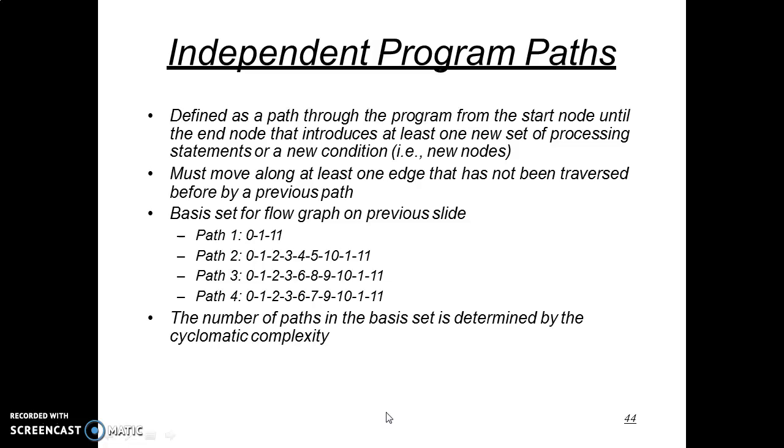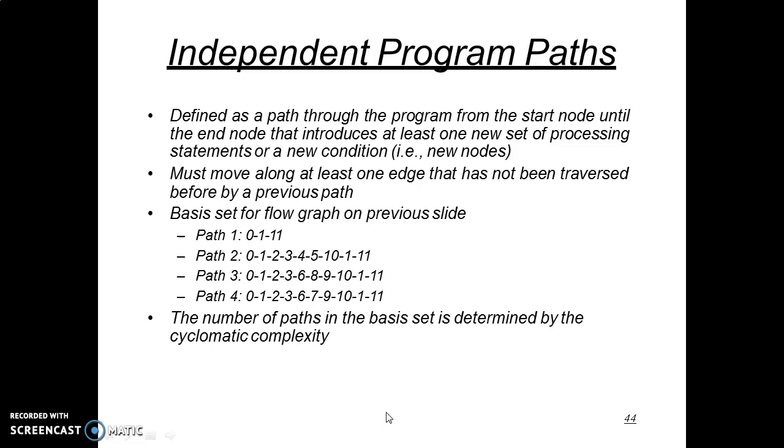And what was there? There are two ways to find the cyclomatic complexity. The first is number of regions plus 1. Another way is number of decision nodes, or number of predicate nodes, plus 1. Here we must move along at least one edge that has not been traversed before by a previous path. What it means is, we are trying to find the independent program path, so no repetition should be there. It should have at least one distinct node in the path.